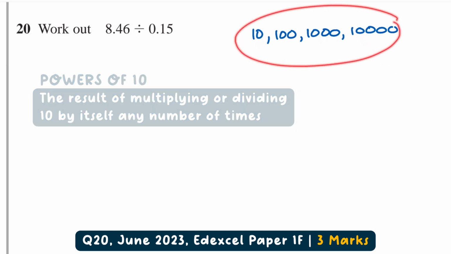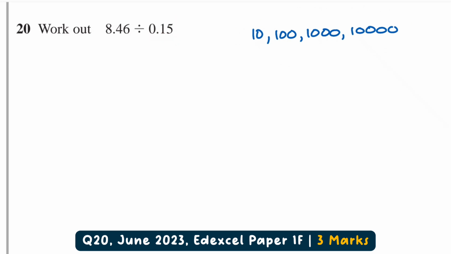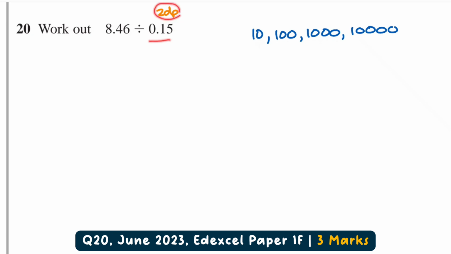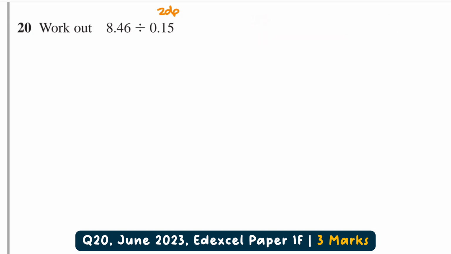So numbers that you get when you multiply 10 by itself. To decide which of these to multiply by, we need to go back to our divisor and count how many digits after the decimal point. So this is the decimal point here, and we've got 1, 2. So we've got two numbers after the decimal point. This is called the number of decimal places. So this number here has 2 dp. Now, because 0.15 has two decimal places, we're going to multiply by 100. I can tell because 100 has two zeros. Right, so if you had a number with 3 decimal places, you would multiply by 1,000. If you had a number with 4 decimal places, you would multiply by 10,000. And if you had a number with 1 decimal place, you would multiply by 10.